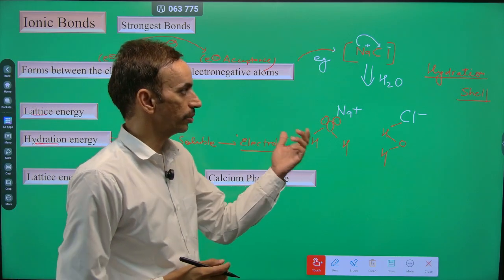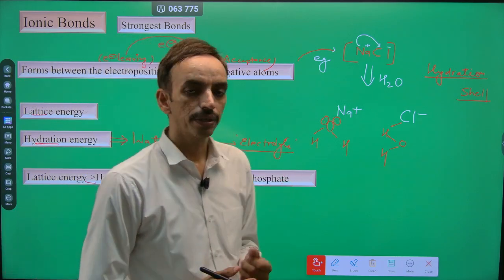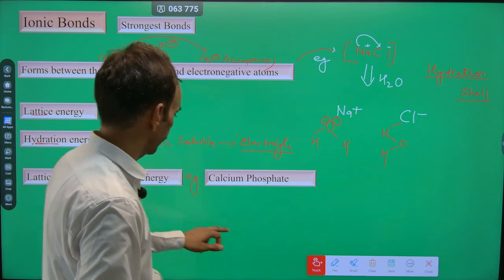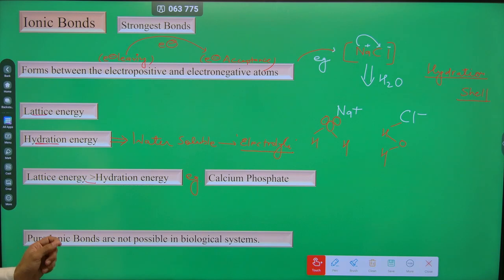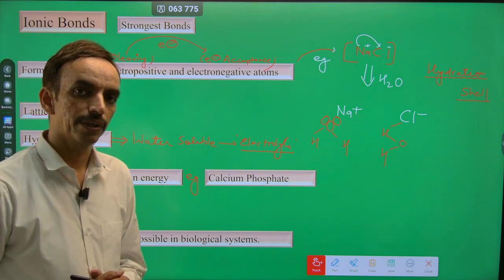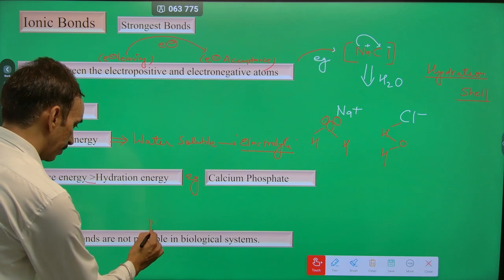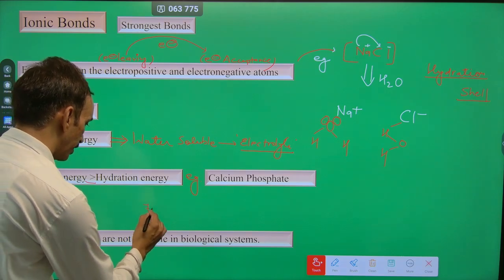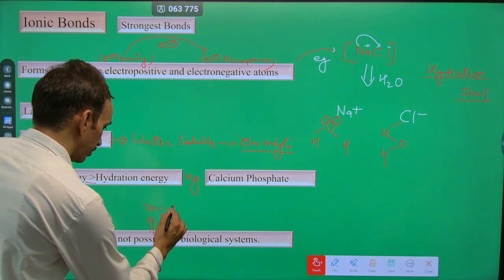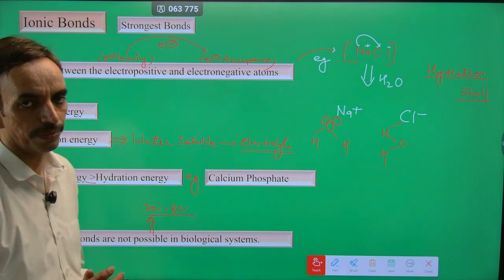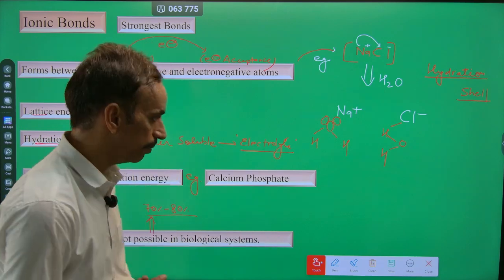So in aqueous solution, or in water, the formation of an ionic bond is not possible. This is why pure ionic bonds are not possible in the biological system. What is the reason? In a biological system there is 70 to 80% water, so the environment is aqueous, which does not allow the formation of ionic bonds.